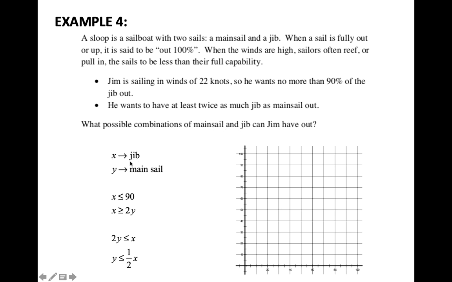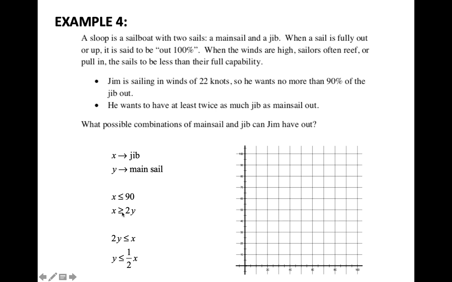I called X the jib and Y the mainsail. Now, if I look at it, it's here. He wants no more than 90% of the jib. So it could be 90% or less. So X, the jib, is less than or equal to 90. Then he says he wants to have at least twice as much jib. So the X is going to be 2 times bigger than the mainsail. X is greater than, and he says at least as much. So X is greater than or equal to 2Y.